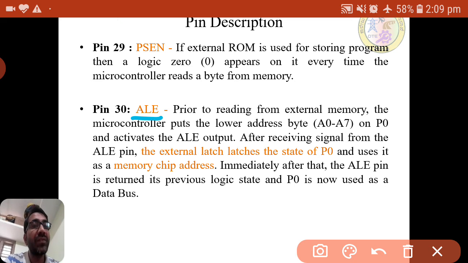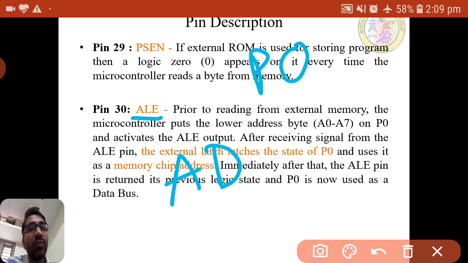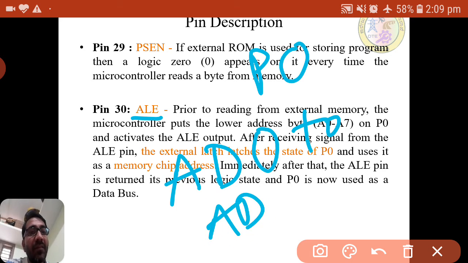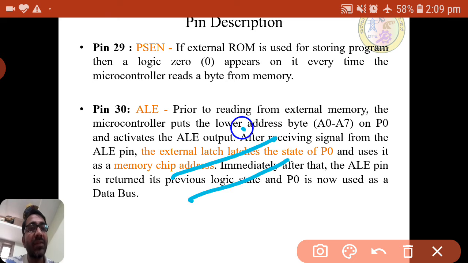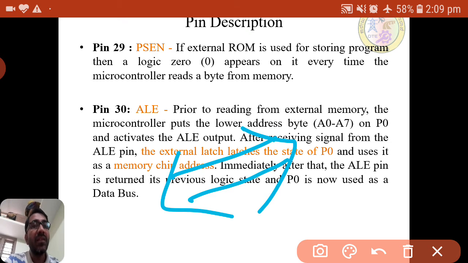So why it will be used is, port 0, as we know, will act as both address and data, that is AD0 to AD7. When it will act as address and when it will act as data, as it is a single bus, we call it a multiplexed bus. Data and address are both multiplexed in a single bus.